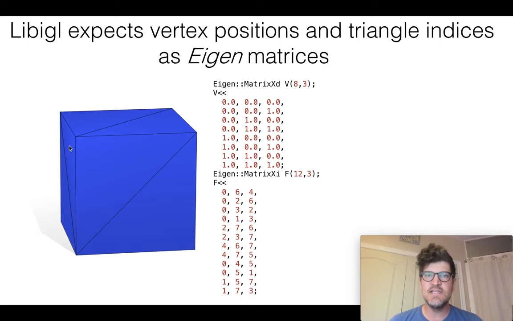Okay, so let's fill V and F with some data. If we wanted to hard code a cube mesh, we could store all the vertex positions like this and all the face indices like that. In this case, we know that there will be 8 vertices and 12 triangular faces on this cube.